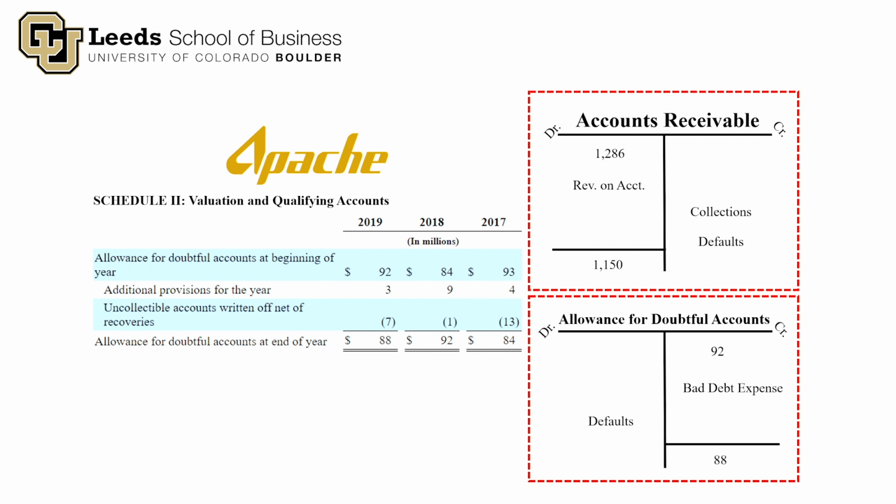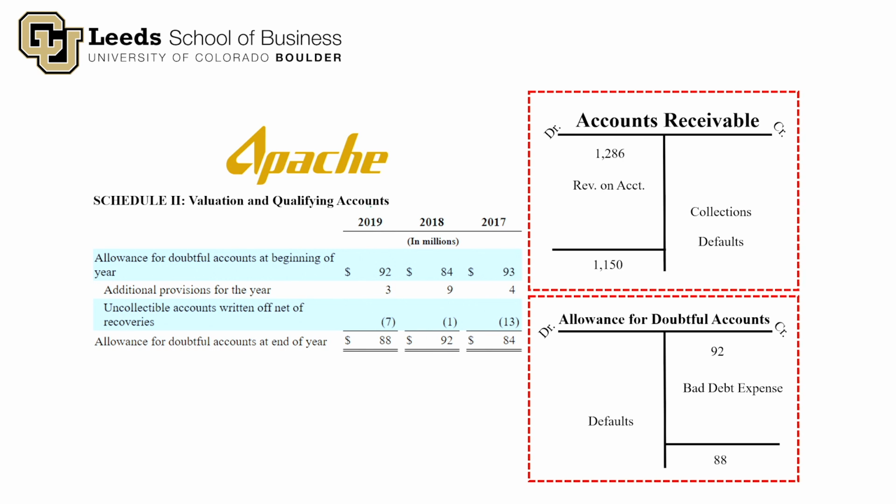And one of these valuation and qualifying accounts is the allowance for doubtful accounts. Some companies will give you this information, and sometimes I need to give you this information if I ask you on a test or something like that. In the Apache case, they actually give you Schedule 2.